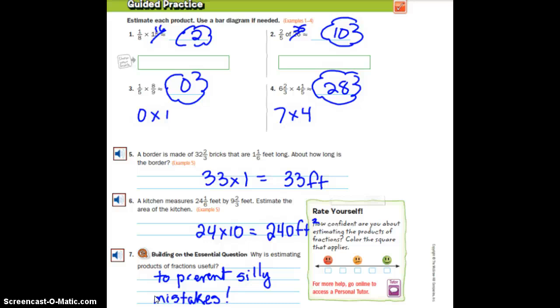And then again, why do we do estimations? To prevent silly mistakes. You make enough mistakes on your own. If you do estimates, they will help you from making those silly mistakes.